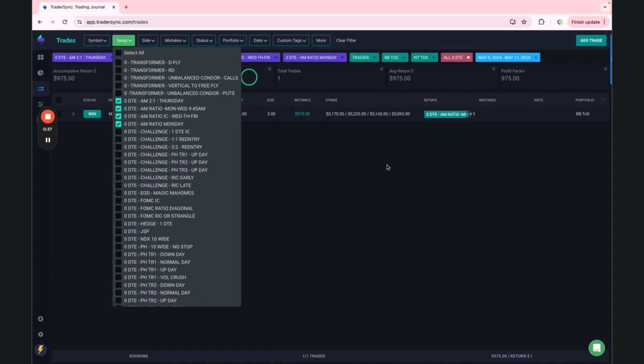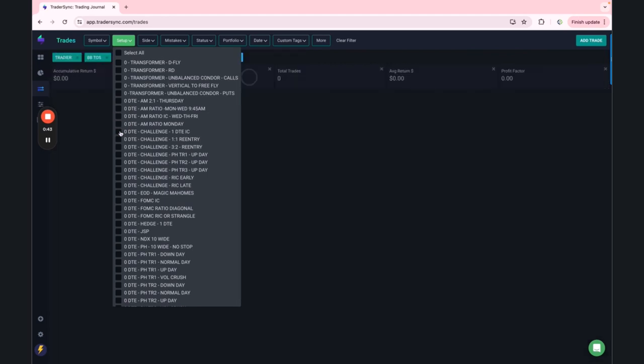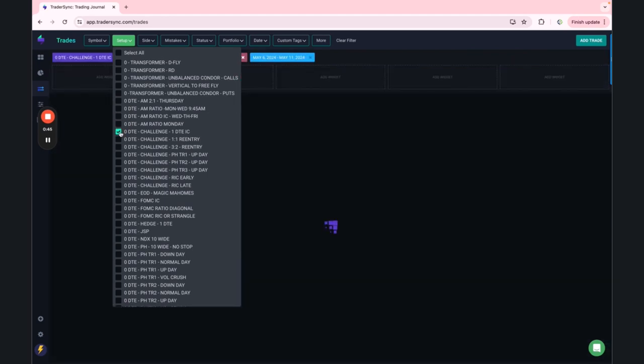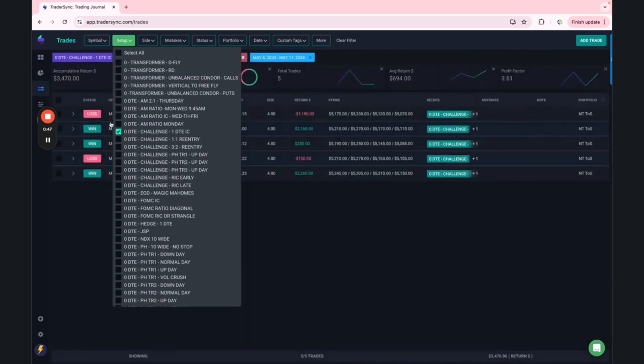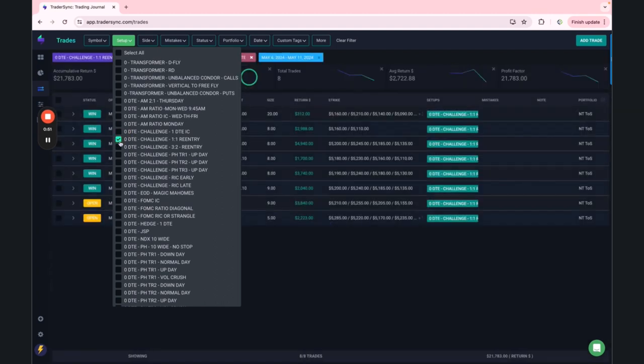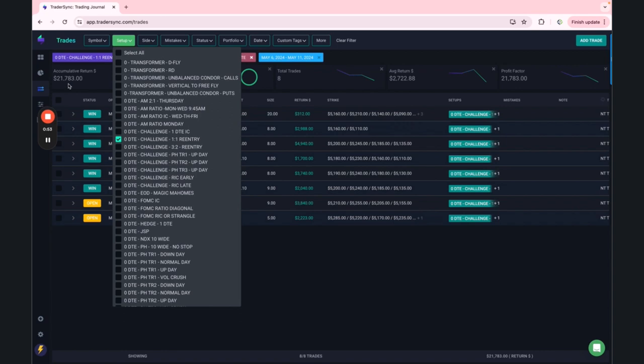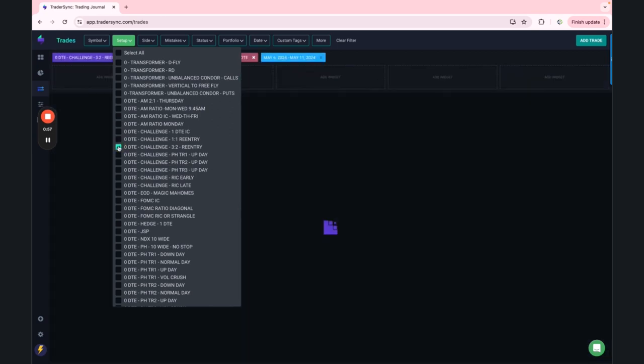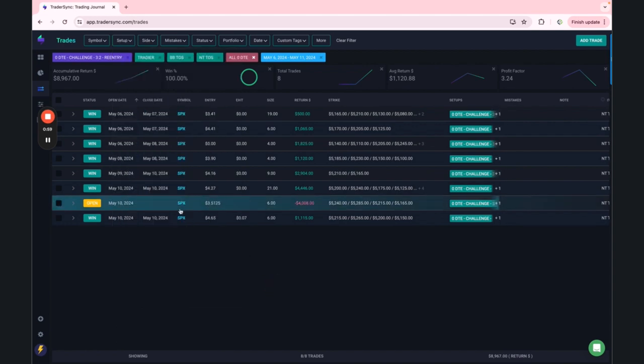Just one trade, a 9:45 AM plus 9:75. I had a really nice week on my challenge portfolio. One DTEs, a little over 3,400. On my one-to-ones, a little over 21, no losers. Three twos, did have one loser, but still a nice week, a little over 8,900.